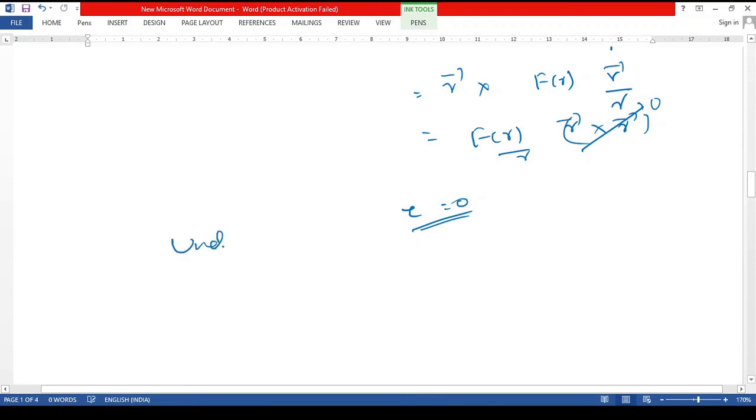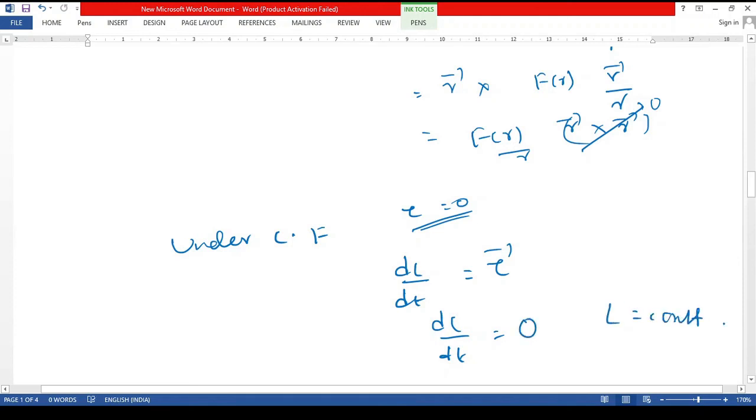Now under central force, tau equal to 0 means dL by dt is equal to tau, which is 0, so L is constant. That means angular momentum is conserved under central force. So that was conservation of angular momentum. In the next class we are going to discuss Kepler's laws of motion. Thank you.